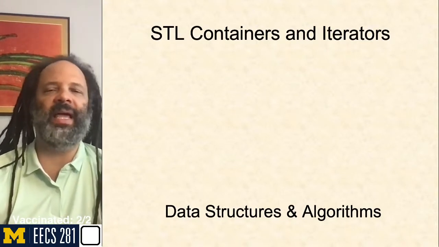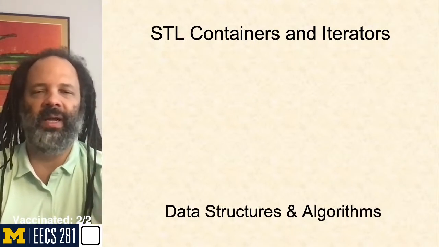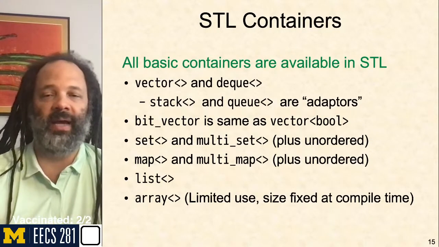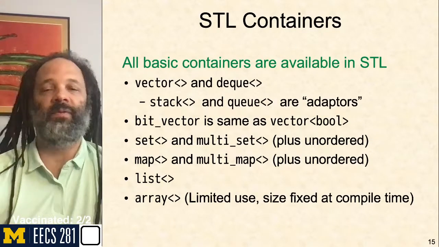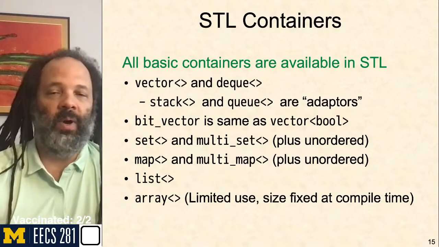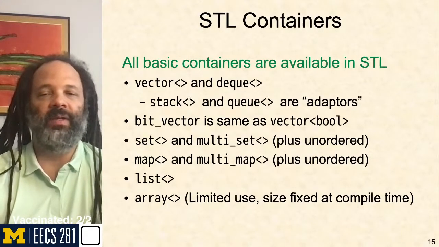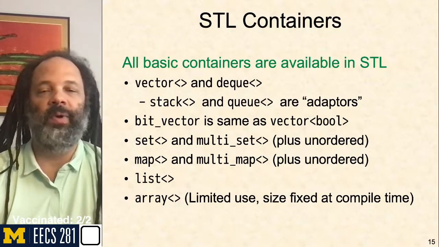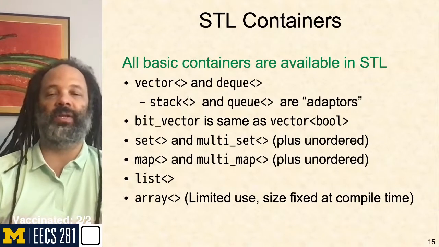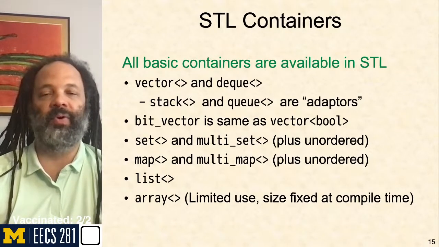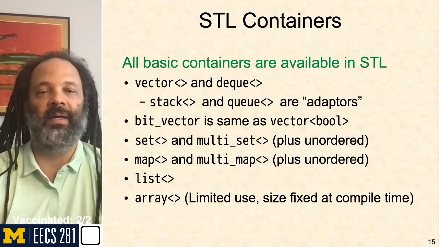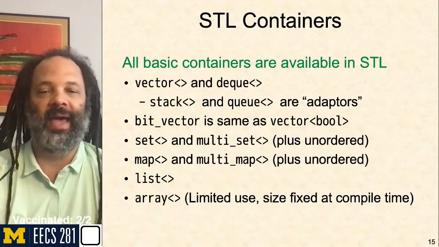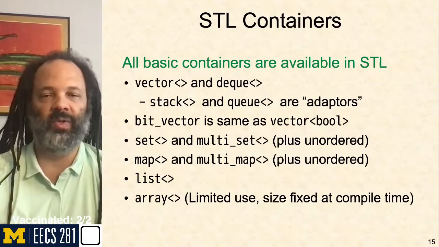Let's talk about containers and iterators in the STL. This is where we get a lot of our work done. All of our basic containers come in the STL. We've got vector and deque, of course. We've used those already in 281. Stack and queue, we've used their functionality. We probably haven't used them thus far, but we think of stack and queue as being adapters. They're really just a way to take some previously written code. So this is an inheritance thing. Stack and queue can inherit behavior from deque, and they adapt a deque. So those are some basic containers.